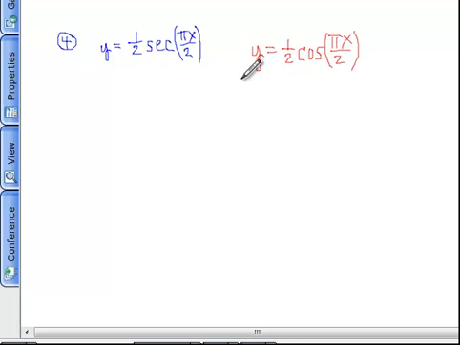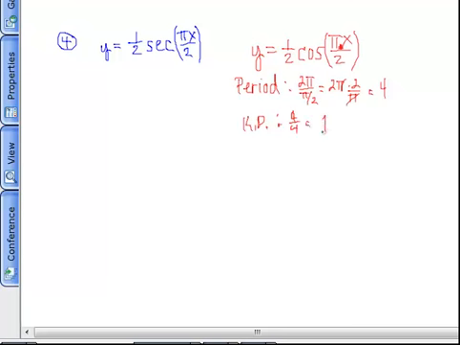First things first, I need to find my period, which is typically 2 pi. However, I have this multiplier on my x; really what I have here is pi over 2 times x. So I need to take 2 pi divided by pi over 2, which means multiplying by the reciprocal. What I get is that my period is 4. It's going to take a total of 4 units to get a full cycle. Then I need my key points. I take my period and quarter it.